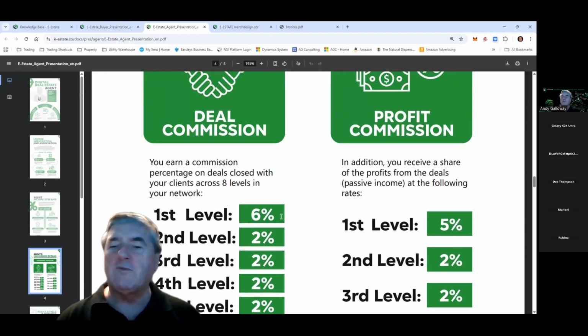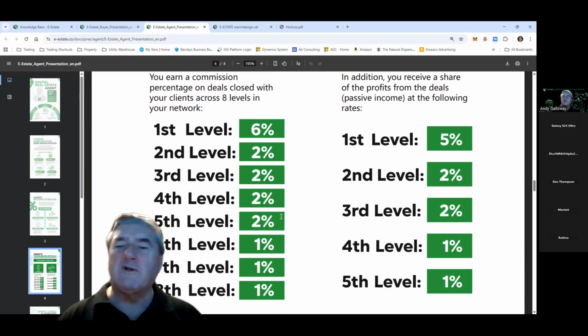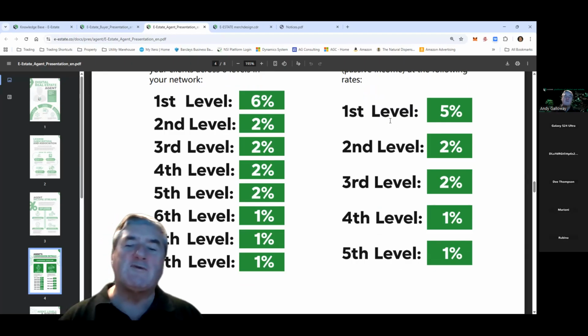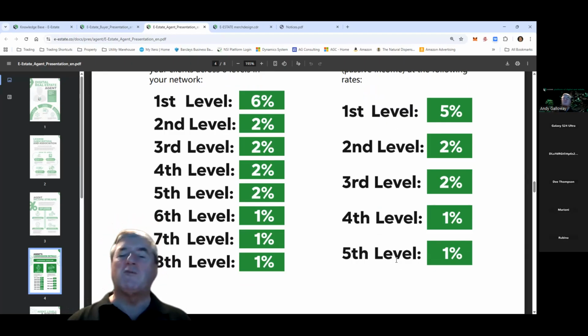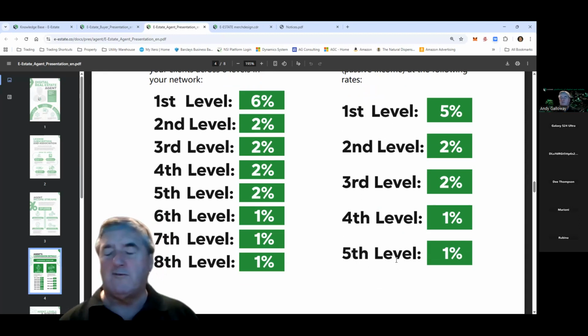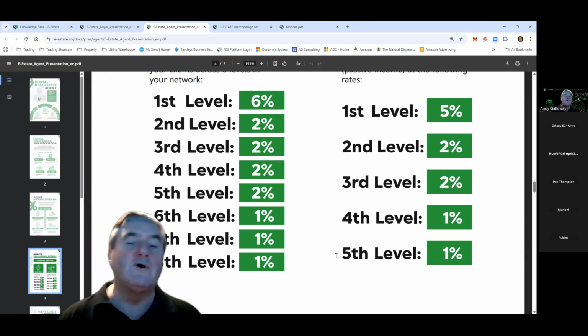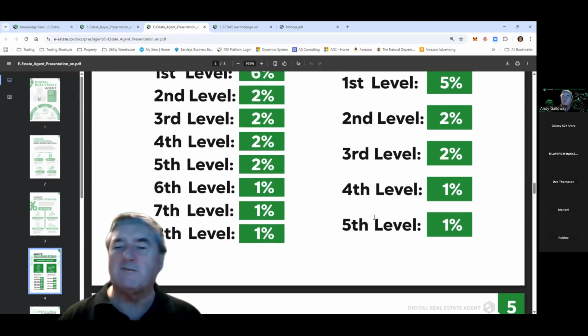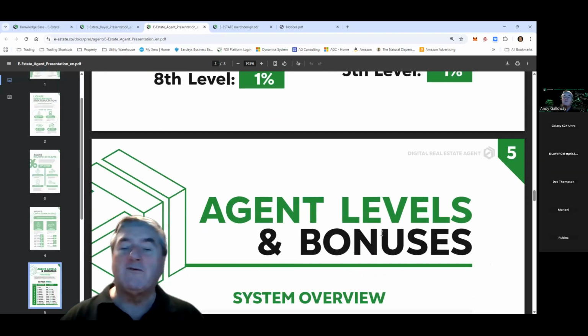On the right-hand side, we have profit commissions. So this only goes down 5 levels, but it's still worth having because these profits continue on into the future for a very, very long time. We may have some of these properties for 20, 30, 40 years. Who knows how long we're going to have them for? But you'll continue to receive profit commissions based on that positioning on into the future.